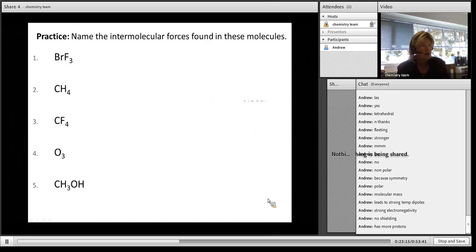Okay, right, so let's go very quickly through this. BrF3, what sort of intermolecular forces are found? Now think of all three types.